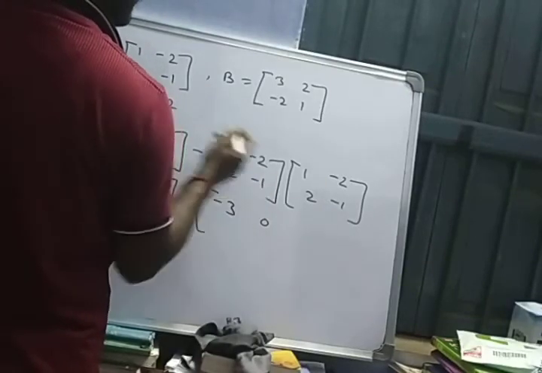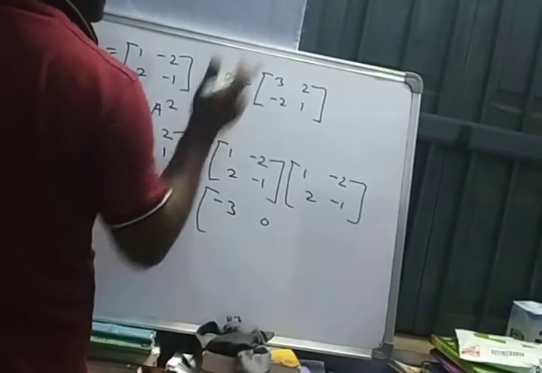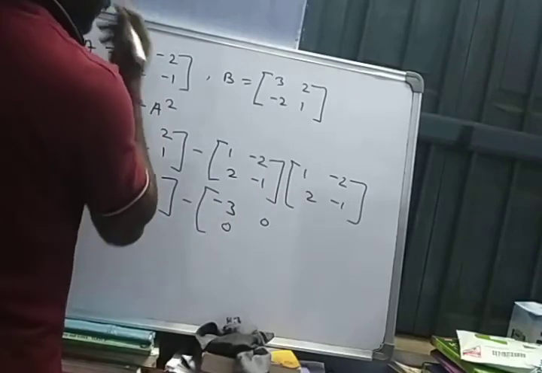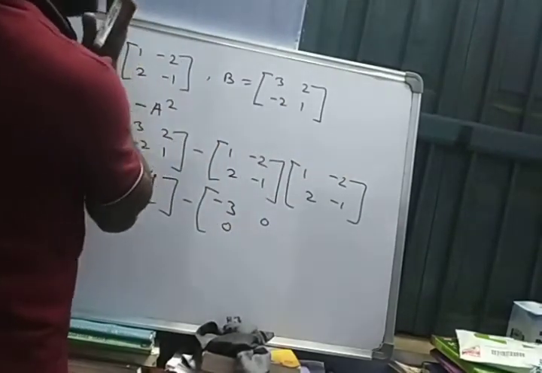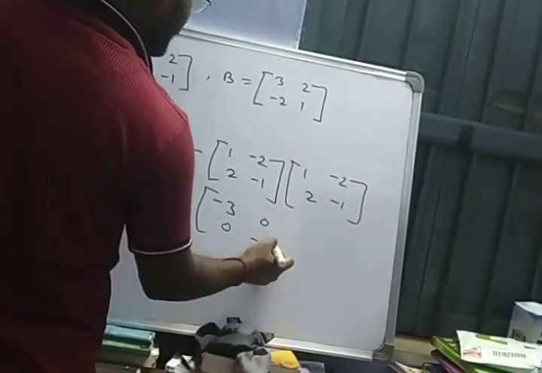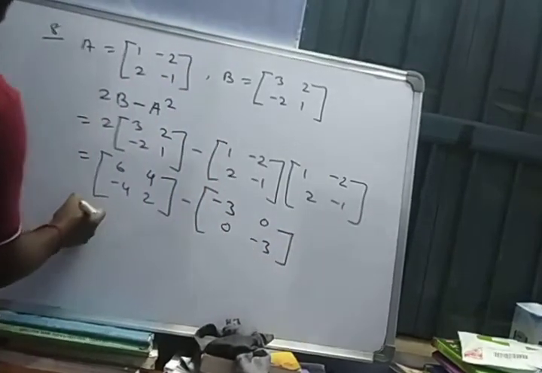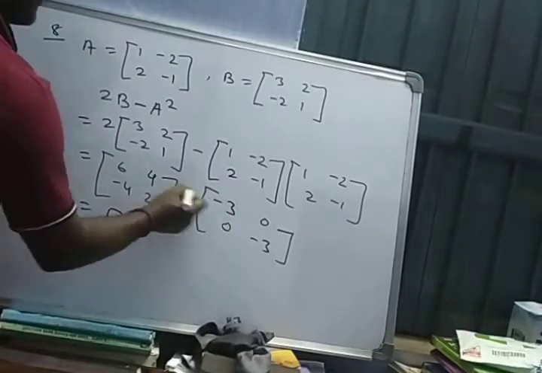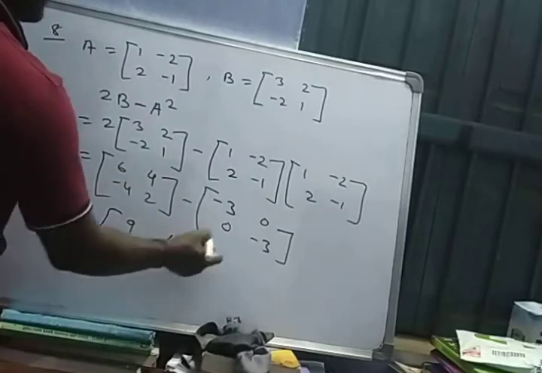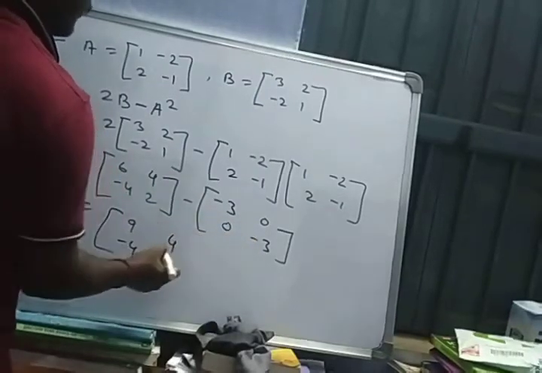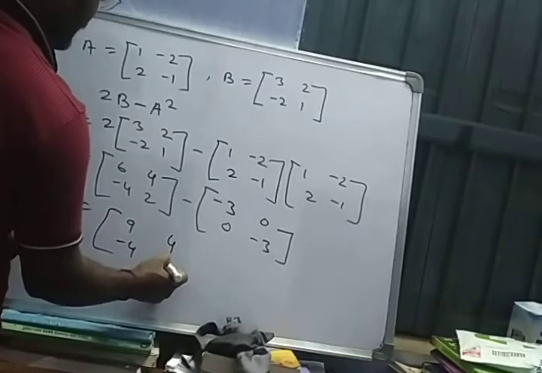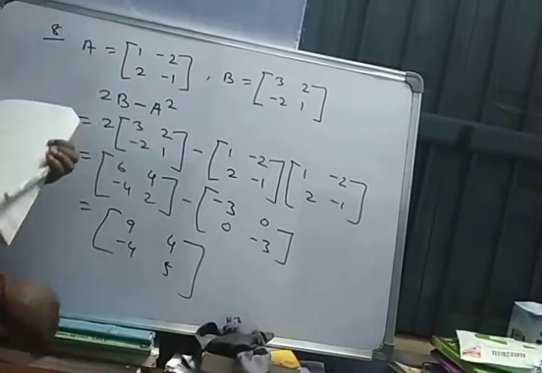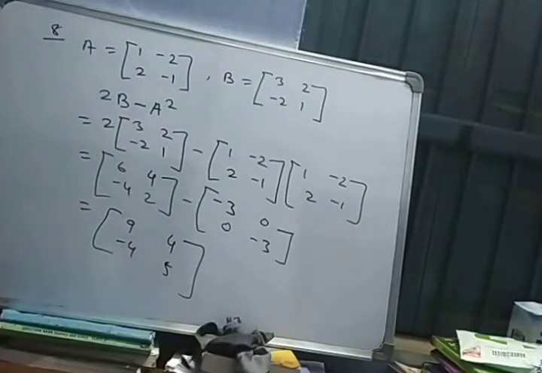Same as also, 2 into 1, 2, minus 2 into 2, 0. 2 into minus 2, minus 4, minus 1, minus 3. Now subtract between the two matrices: 6 minus minus 3 plus 9, 4 minus 4, 2 plus 3, 5. This is the answer. Okay, this is the answer.